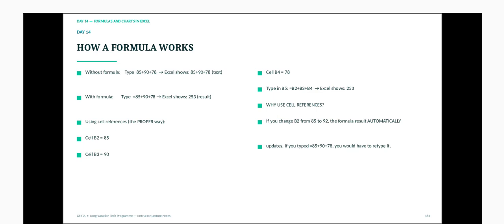When you type 85 plus 90 plus 78, Excel will show it as text. Let's look at it. Yes, because you can see it, in the B column. I think that's B31. Check that B31. Yes, B31. You could see that it aligns to the left automatically. So Excel treats it as text, not as a number.